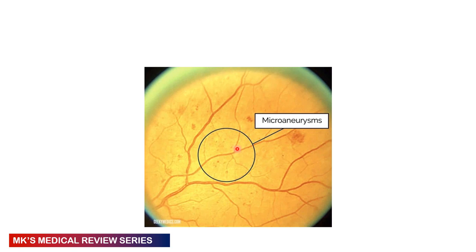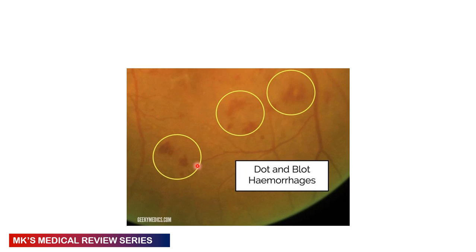So this is what the microaneurysms look like. So you can see these swellings over there. Those are the microaneurysms. The dot and blot hemorrhages, you can see that there are dots over there and blots all over the retina. So I hope this is making sense.